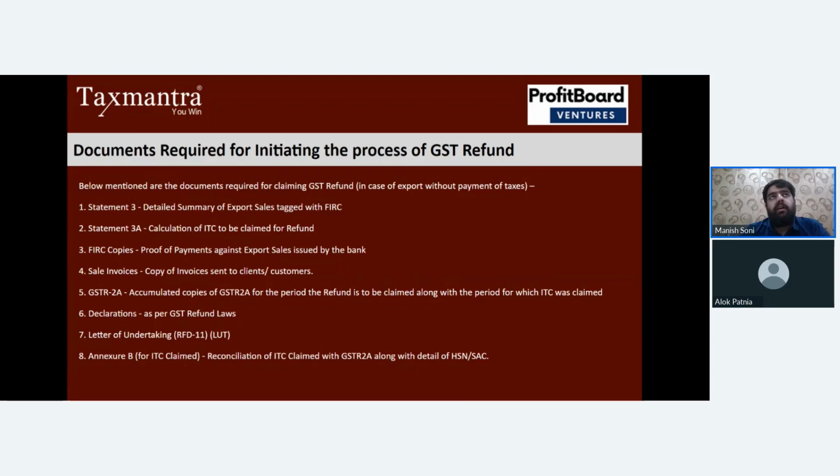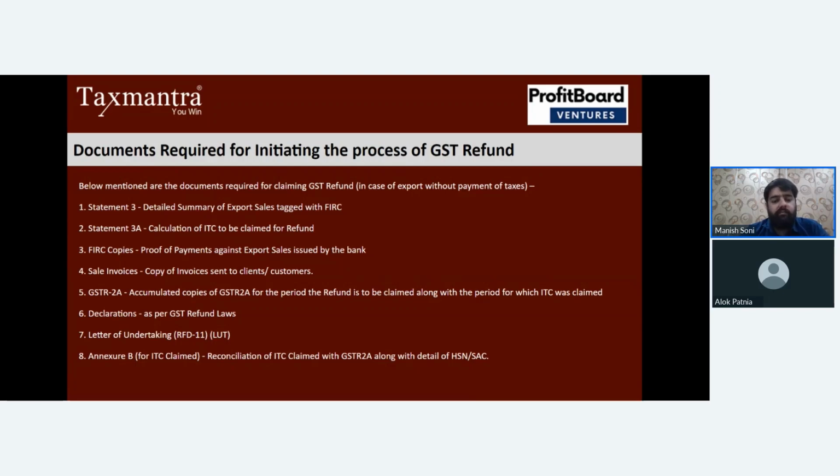So suppose there is an SSE XYZ. They are into 90% export, and they have accumulated around, say, 1 CR for a tax period April 22 to March 23. So what is the eligibility for refund? How much refund can they claim? In that case, we can say 90% because we know that 90% is export.